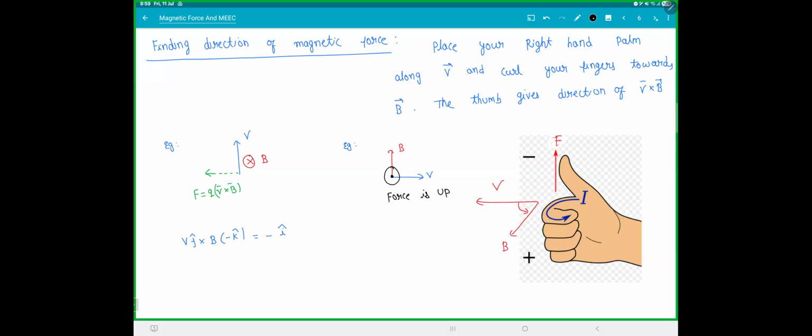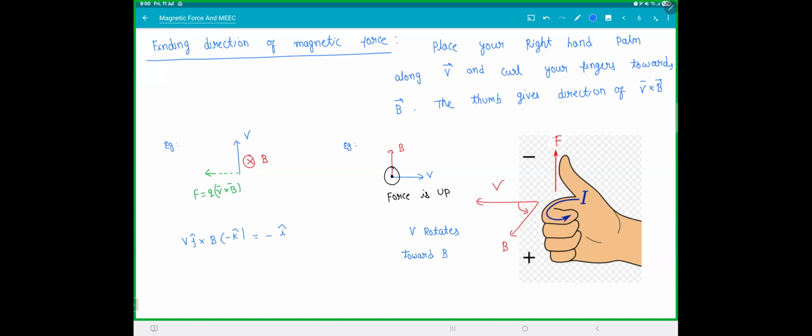Is this making sense, everyone? So here V rotates towards B. Then the thumb will give you the direction. Is that clear, everyone? This is one way to do it. Now there is another way, in case you're not comfortable with this.